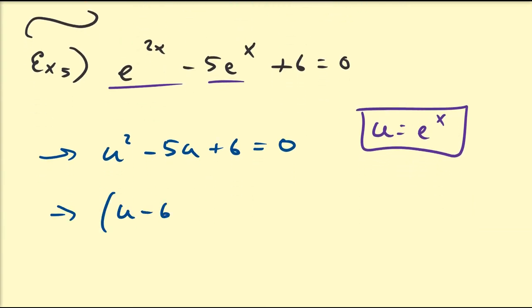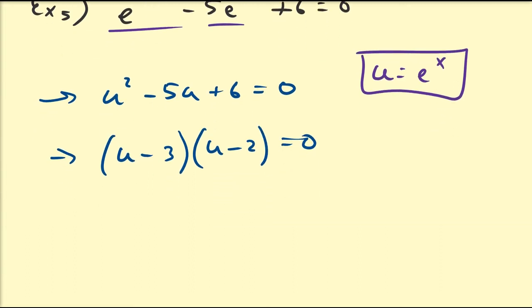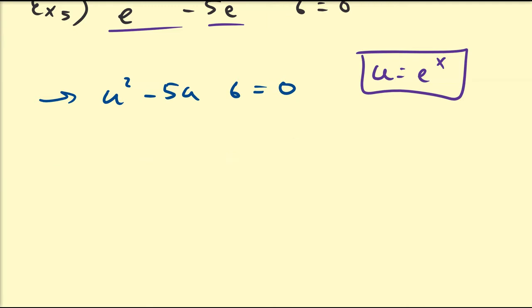So I'm going to have u minus 6, and actually no, let's do u minus 3 and u minus 2 is equal to 0. Actually, you know what? I'm going to make this problem a little bit more different. I'm going to change this plus. I'm going to change it to a minus sign. And you'll see why I want to explore this problem. This problem is a little bit more interesting, actually.